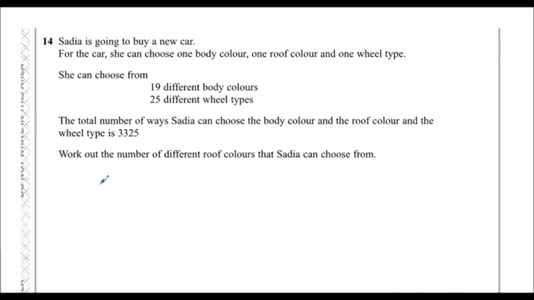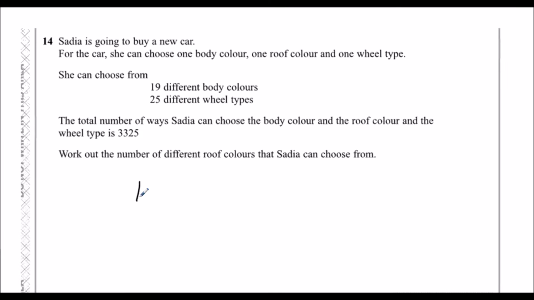Sadia is going to buy a new car. For the car, she can choose one body color, one roof color, and one wheel type. She can choose from 19 body colors, 25 wheel types. The total number of ways she can choose the body color, the roof color, and the wheel type is 3,325. Work out the number of different roof colors that Sadia can choose from.